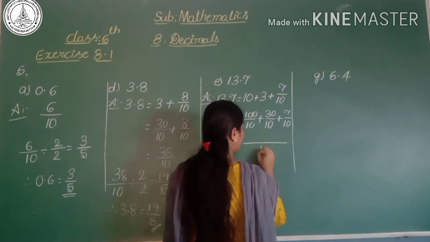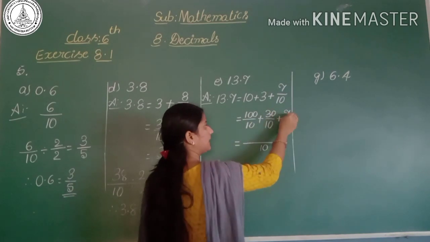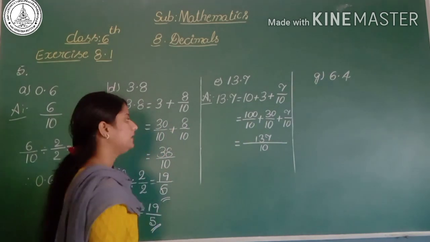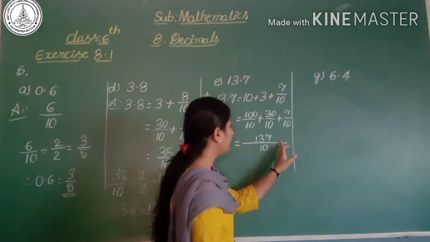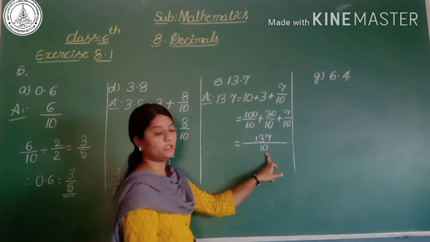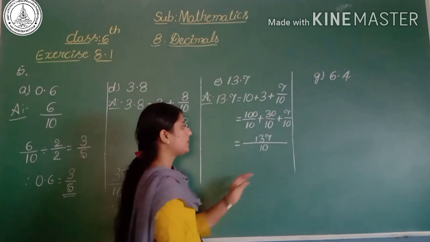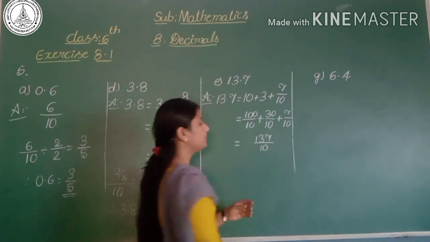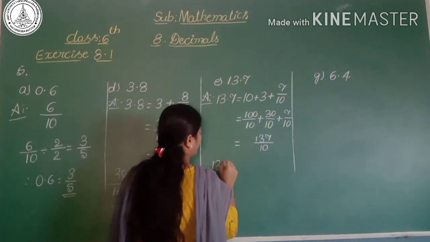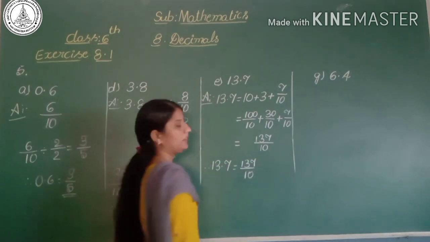Add the numerators and write the denominator 10 as it is. 100 plus 30 is 130, 130 plus 7 is 137. Now you can see that 137 is a prime number and 10 is a composite number. So these two numbers have only 1 as a common factor, so we cannot simplify this fraction. Therefore 13.7 as a fraction is 137 by 10.